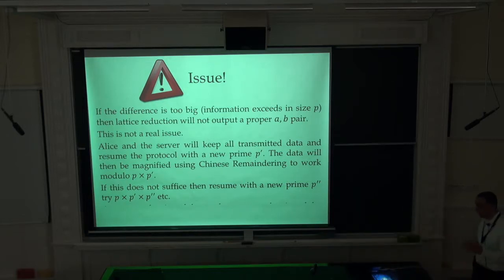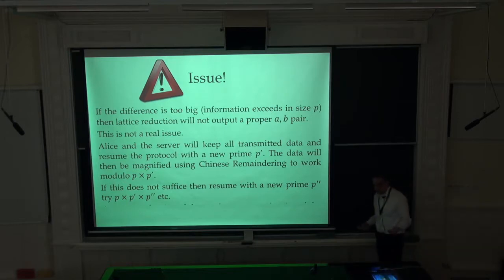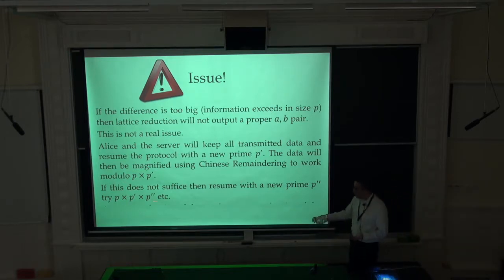Let's say the prime that immediately follows P, for instance. Okay, so the same size. And now I'm going to use Chinese remaindering, and I'm going to work modulo P times P prime, meaning that now I'm working with double size information. Okay? And now, does LLL work or not? If LLL doesn't work, I go to the next big prime, and so on.